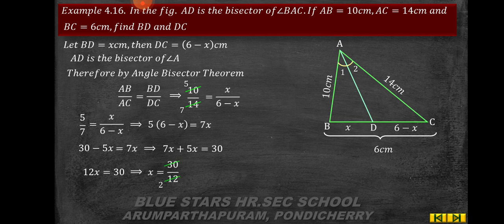The value of x is equal to 5 by 2, which is nothing but 2.5 centimeter. Therefore, BD is equal to 2.5 centimeter. DC is equal to 6 minus x, which is equal to 6 minus 2.5, which is equal to 3.5 centimeter.